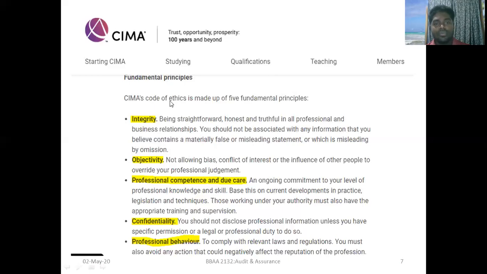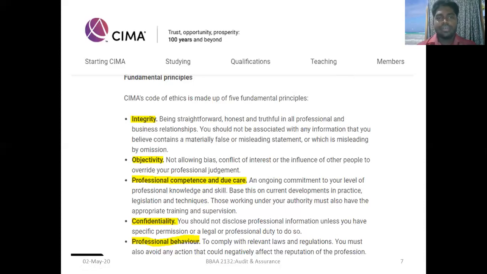CMA's code of ethics is made up of 5 fundamental principles: integrity, objectivity, professional competence and due care, confidentiality, and professional behavior. More or less the same, no? If you want, you can download the CMA code of ethics. I already uploaded the code of ethics documents in the LMS. If you want more ideas, you can refer to those materials, or search for different ideas with the help of Google.